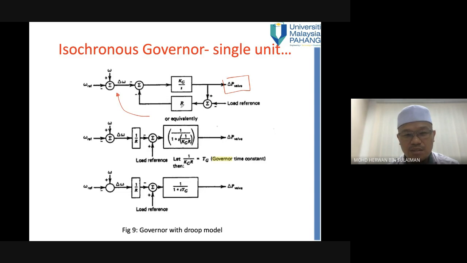So yang kat sini kita kena buat simplification. Ingat? Saya dah tak ingat lah. Sebab saya tak ingat ada control system. So basically yang ni lah. Ni yang berlaku. So kita ada load reference.